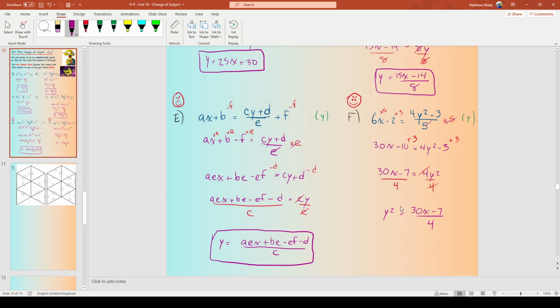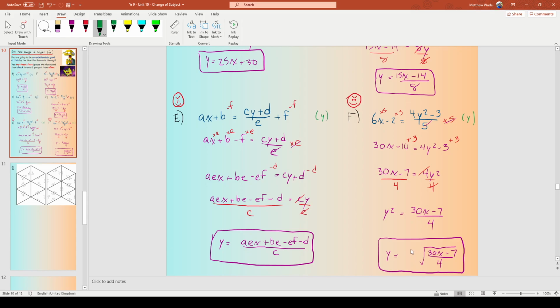Final step, buddies. How do you unsquare something? Well, square root, you've got it. So y equals a big tall square root, 30x minus 7, all over 4, as a final answer, all the way up to GCSE. Put a square around it, absolutely like that, like an absolute boss. That is your absolute final answer. If you got that right, give yourself full marks, full marks.